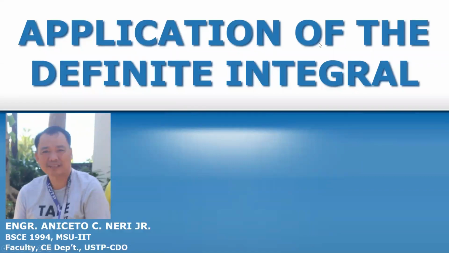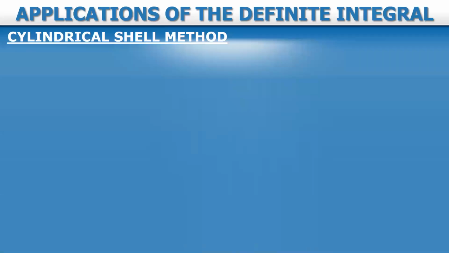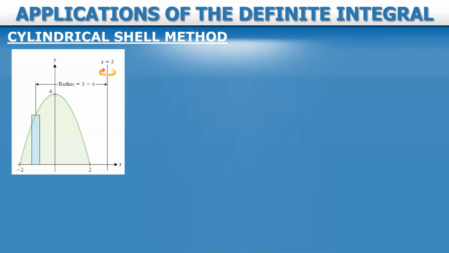I have already made a video about the circular disc method and the circular ring or washer method. So in this video, I'm going to discuss the third method on how to determine the volume of a solid of revolution. This method is the cylindrical shell method. Suppose you have this region, and you want to revolve it about the line x equal to 3.